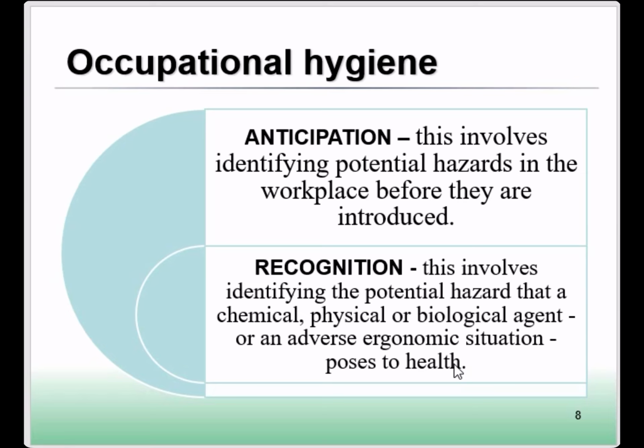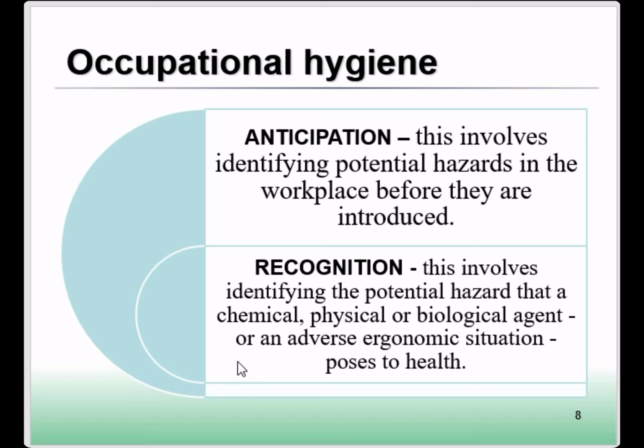Occupational hygiene includes 4 different stages. The first one is anticipation. This involves identifying potential hazards in the workplace before they are introduced. For example, before we go to a factory to do some measurement, we don't know what kind of occupational hazards we can find in this factory. So that is before they are introduced. After they are introduced, you will recognize the potential hazards in the factory.